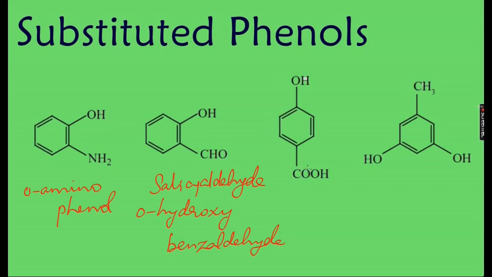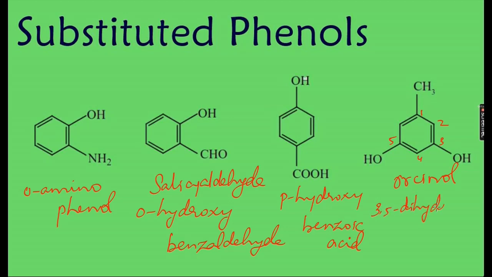And the next one is, to this COOH group, the OH is attached in the para position. So para hydroxy benzoic acid. And the last one is orcinol. The other name for this compound, to this CH3, the OH groups are attached in meta positions. So this is number 1, 2, 3, 4 and 5. The OH groups are attached in the third and fifth position. So 3, 5 dihydroxy toluene is the other name for orcinol.